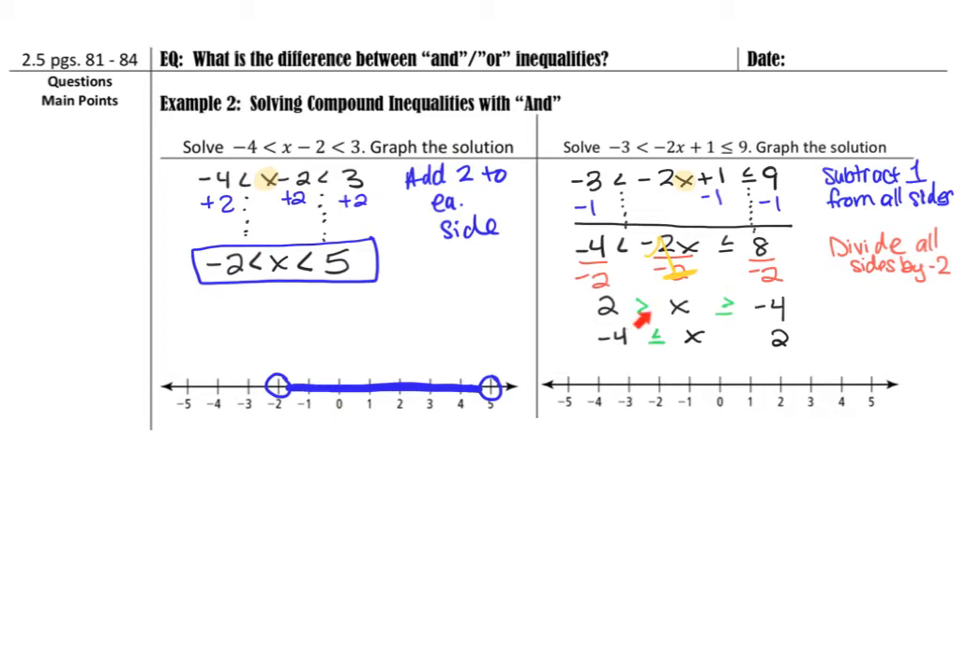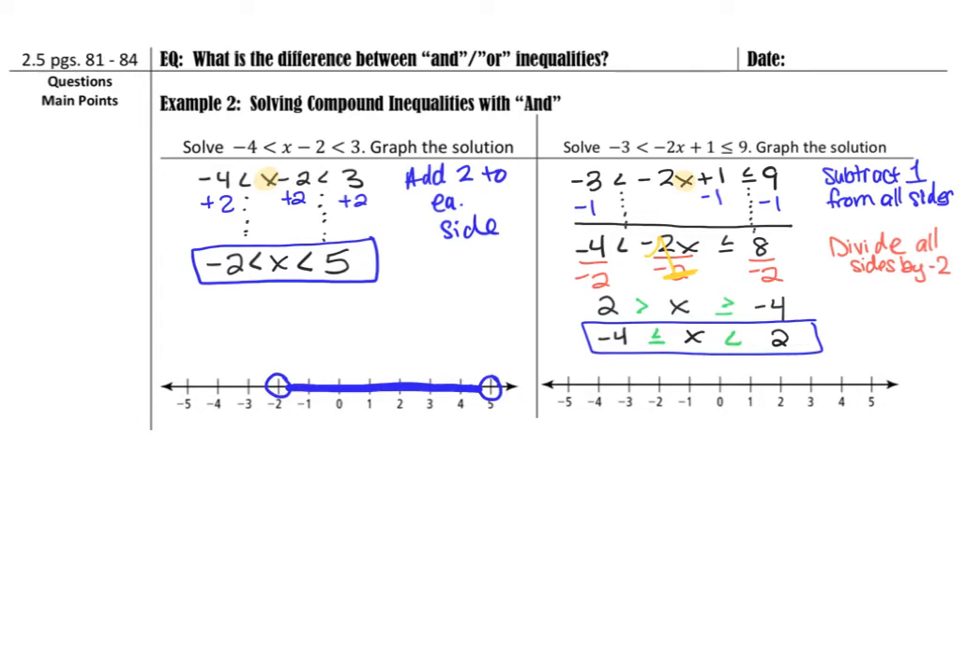And then this sign will go the same direction as this one. So that means this is just going to be a less than symbol. So this would be your final answer. So x is greater than or equal to negative 4 and less than 2.